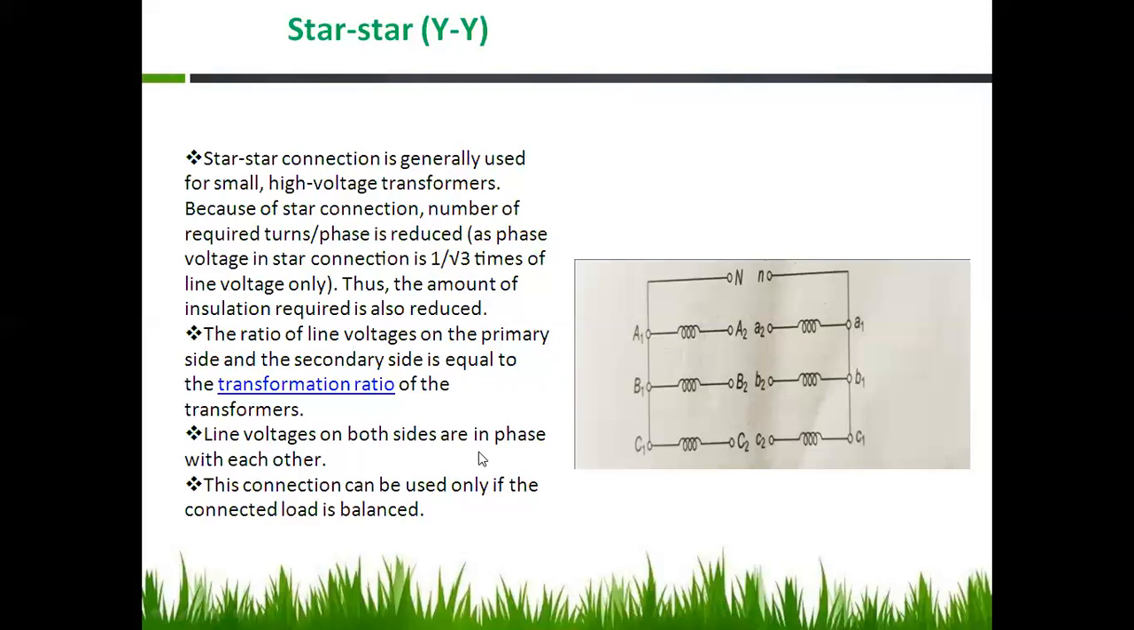This connection can be used only if the connected load is balanced. So this is the general configuration of star-star connection. It is clearly seen that the primary and the secondary have their neutrals and they are connected in star connection. The primary and the secondary both are connected in star.